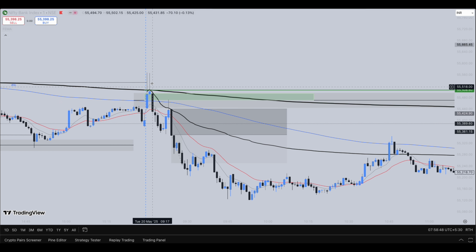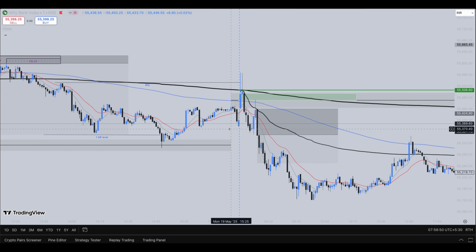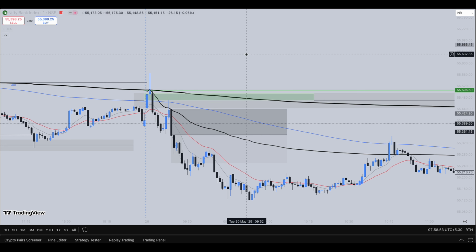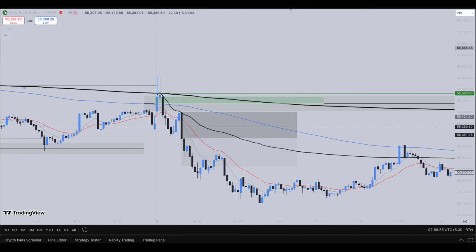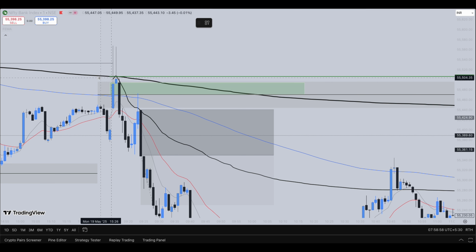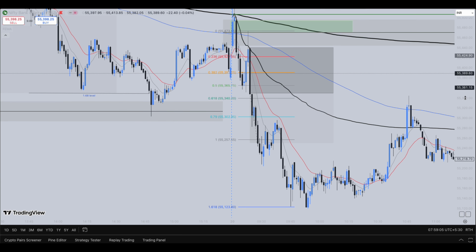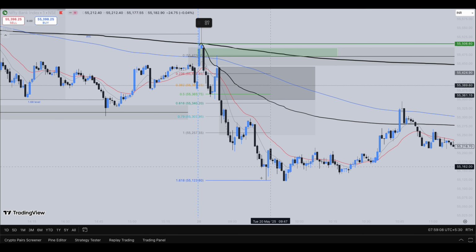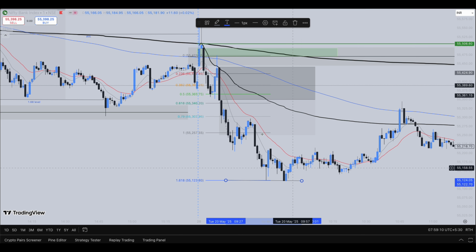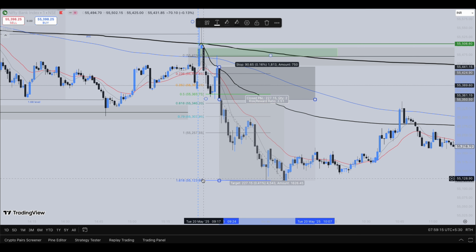And for target levels, what you could have done is mark the fib extension levels after this momentum towards the downside. So if you consider the fib extension levels, guys, from the high of this candle to the low of this candle and back to the high of this candle, you could have targeted the 1.68 level over here. You can see a clear target, guys, the 1.68 level, a clear target towards the downside. This is one trade opportunity that you could have taken.